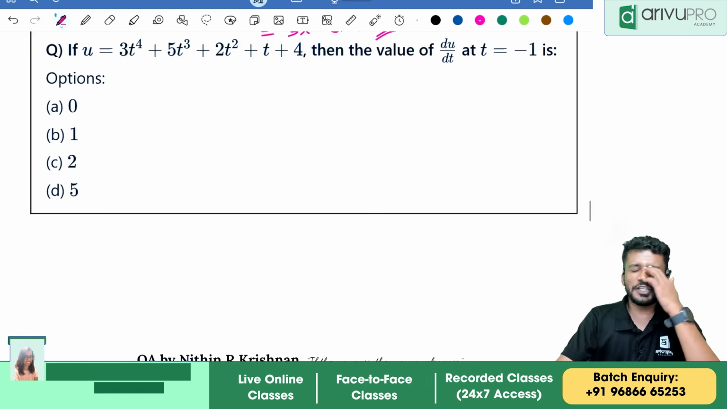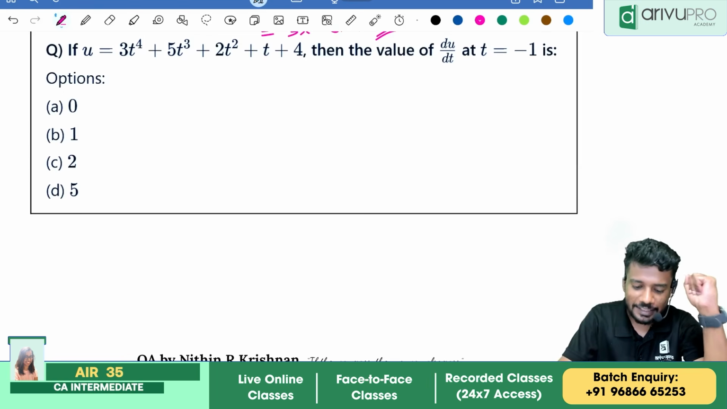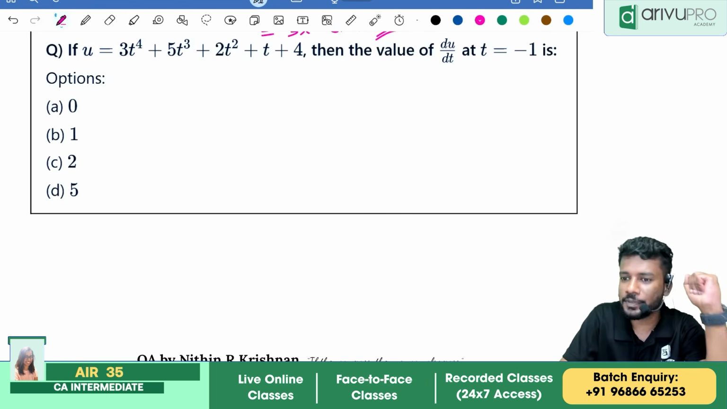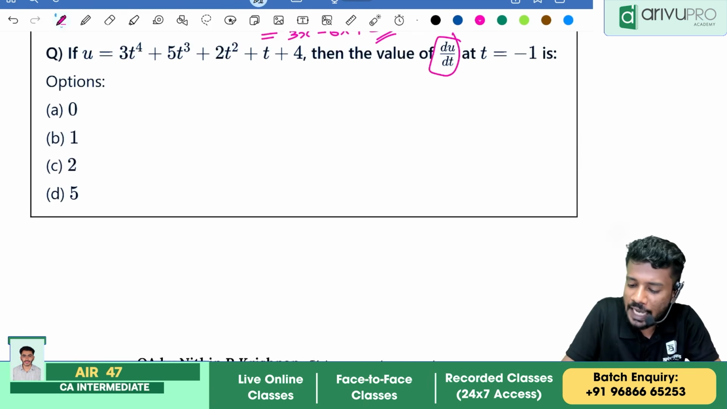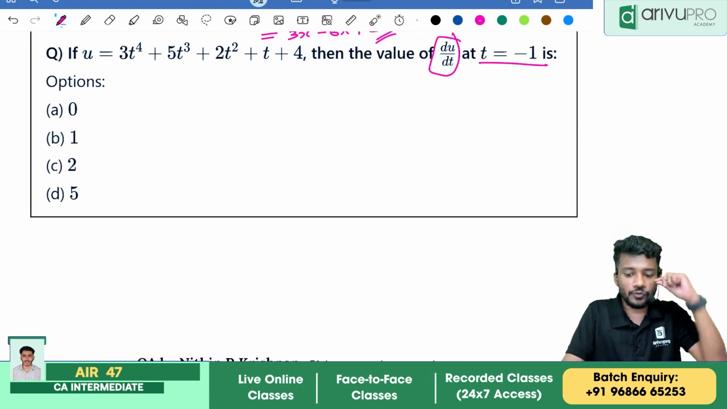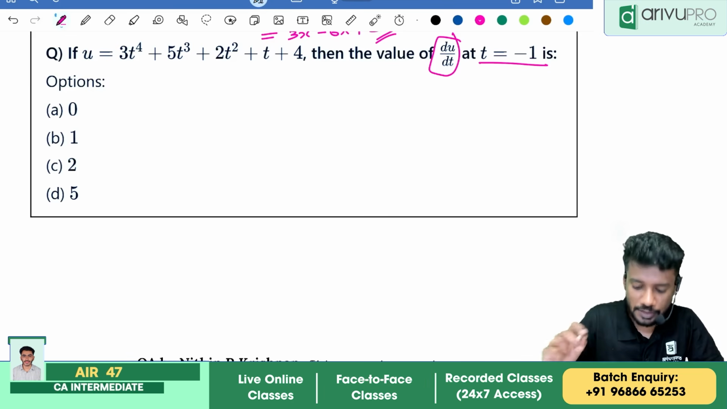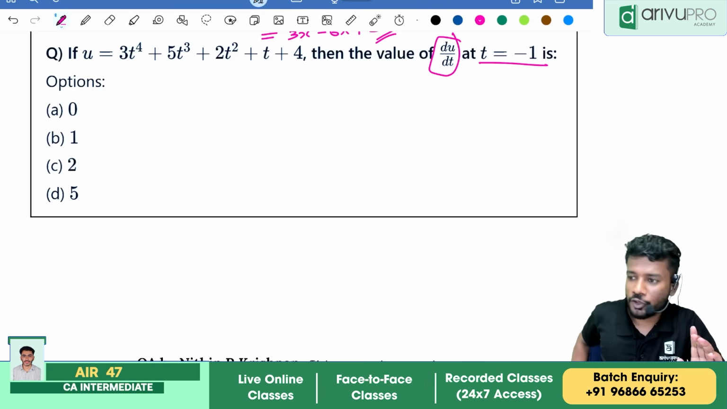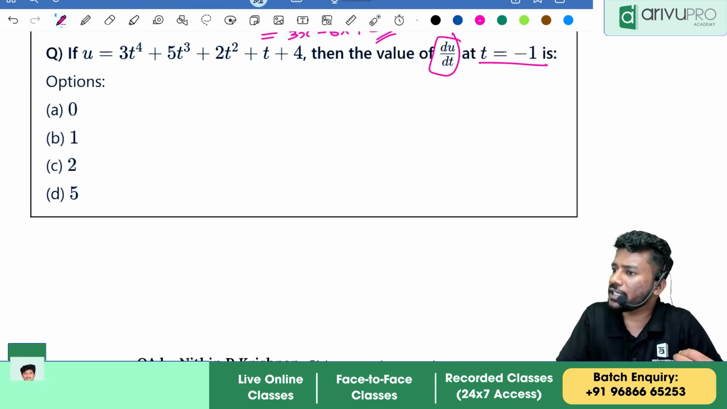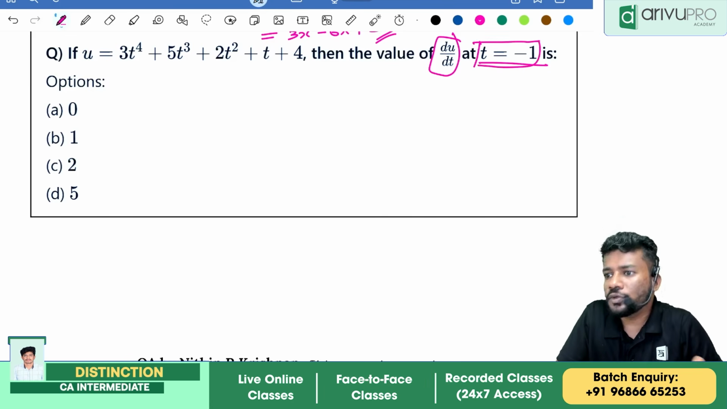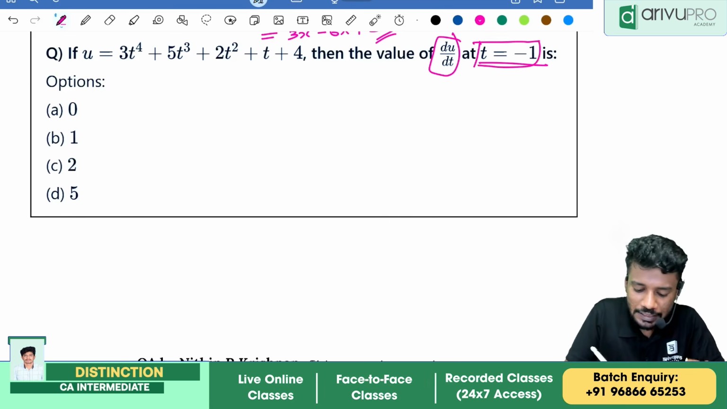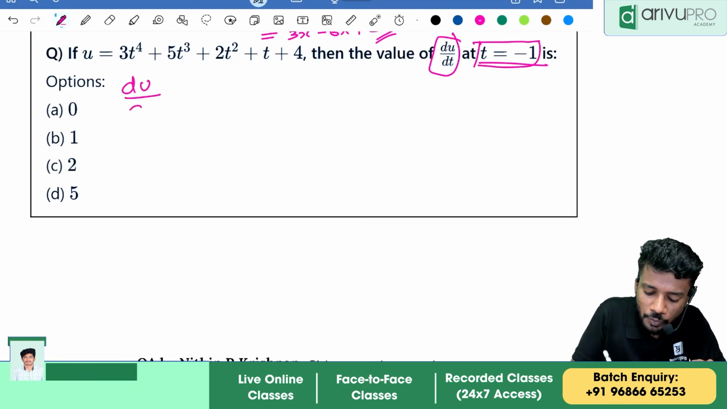Now, if u is equal to 3t raised to 4 plus 5t cube plus 2t square plus t plus 4, then find the value of du by dt at t is equal to minus 1. Whenever the question is like this, you should understand what we are going to do is, first we will find the derivative. Then we will apply the value t is equal to minus 1. So people, try finding du by dt.